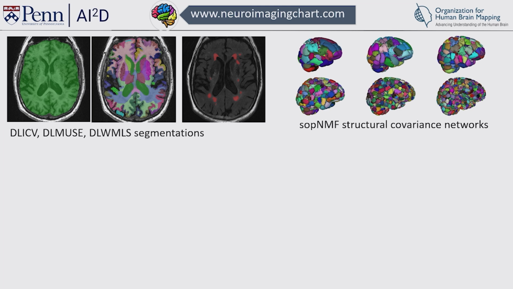We also have SOP-NMF, which stands for structurally orthogonal projection non-negative matrix factorization, which allows us to obtain these structural covariance networks that can reveal how patterns of structural data vary across the brain.